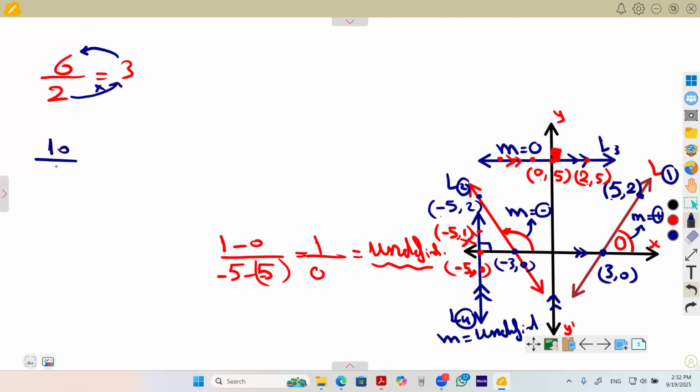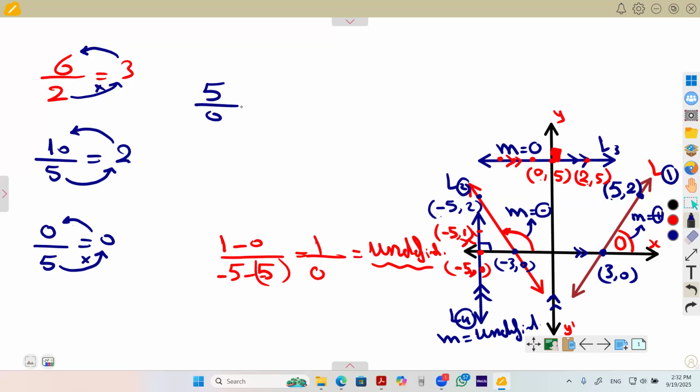Why is 10 over 5 equal to 2? Because 5 times 2 is 10. Why is 0 over 5 equal to 0? Because 5 times 0 is 0. Anything times 0 is 0. So why is 5 over 0 undefined? Because 0 multiplied by any number must be 0, not 5. So we cannot write a number that multiplied by 0 gives 5. This is an unspecified value.